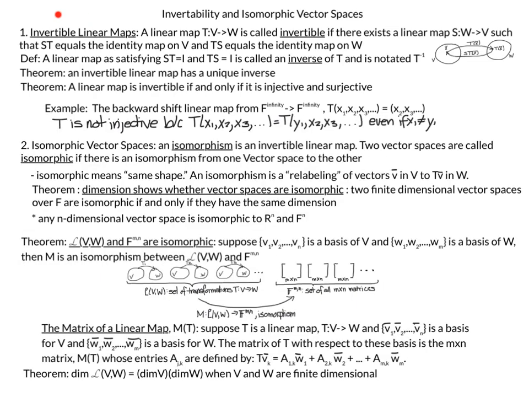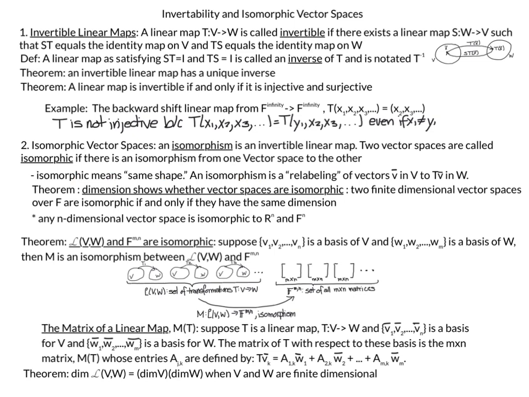Now that we've talked about invertible linear maps, inverses that are unique, as well as this theorem that says invertibility is equivalent to being injective and surjective, we're ready to talk about isomorphic vector spaces. First, an isomorphism is an invertible linear map. So these invertible linear maps give rise to isomorphisms, and two vector spaces are called isomorphic if there is an isomorphism from one vector space to another. And isomorphic means same shape.